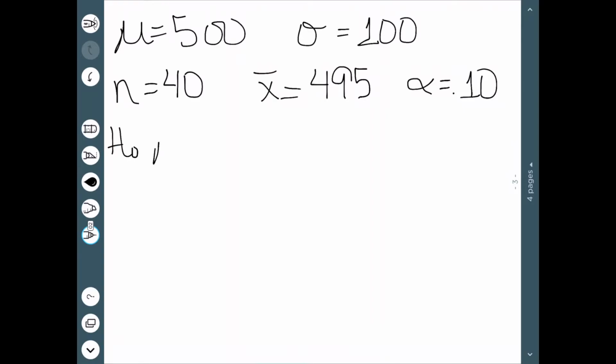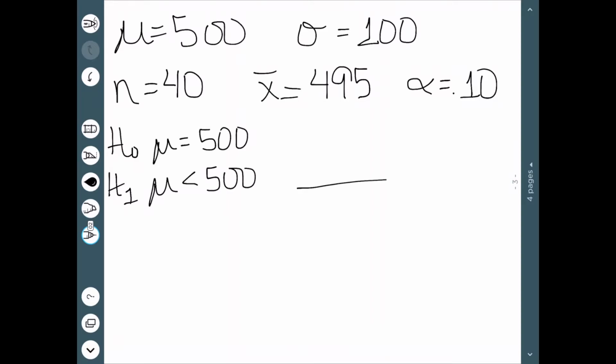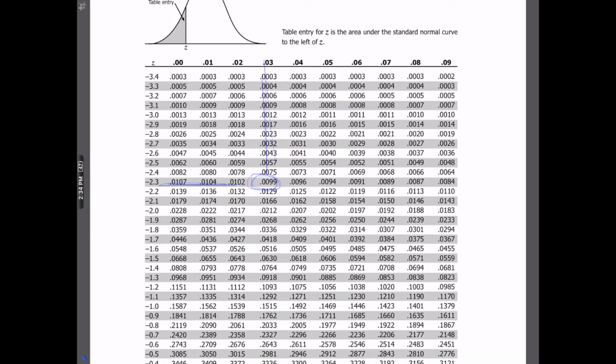Our null hypothesis is then going to say that they are actually equal to average, and our alternative is going to say that they were below average. Since we're looking at below average, we know this is a left-tailed test, and alpha equal to 0.10 tells me that shaded area is 0.1. So let's go over to our table. Looking for 0.10 in the center, as close as we can get is this 0.0099, which is negative 2.33.